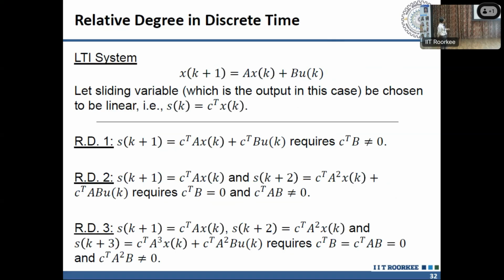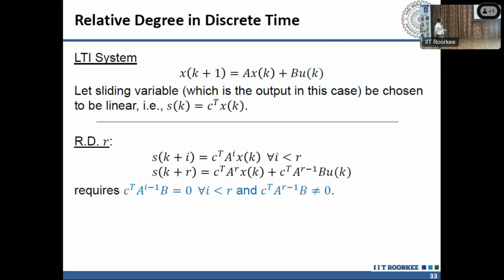So you see that C^T B should be 0, but if you compute s_{k+2}, you will get this expression, and here C^T A B must not be 0, in order for u_k to appear in s_{k+2}. This is how we can define in general that if it is a relative degree r system, then it requires that C^T A^{i-1} B be 0 for all i less than r, and C^T A^{r-1} B not equal to 0. So this is the situation.